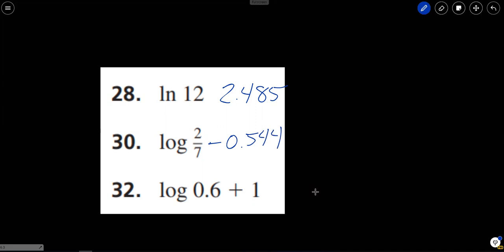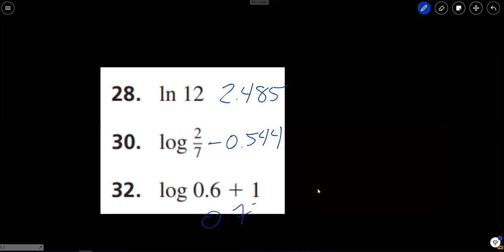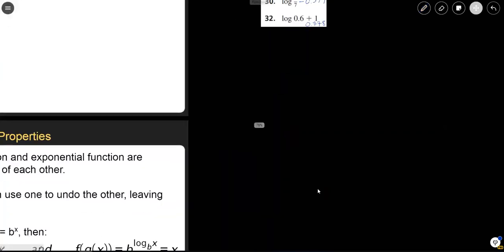So negative 0.544. And then this last one is an expression that has a couple things in there. We've got log of 0.6, and then we're adding 1 to it. Don't let that freak you out. Just do the log of 0.6 first, and then add 1 to it. I get 0.778. And again, no rounding needed. And there we go. I don't like the location that I put those. Let's do this again. All right. So evaluating with a calculator is very straightforward.